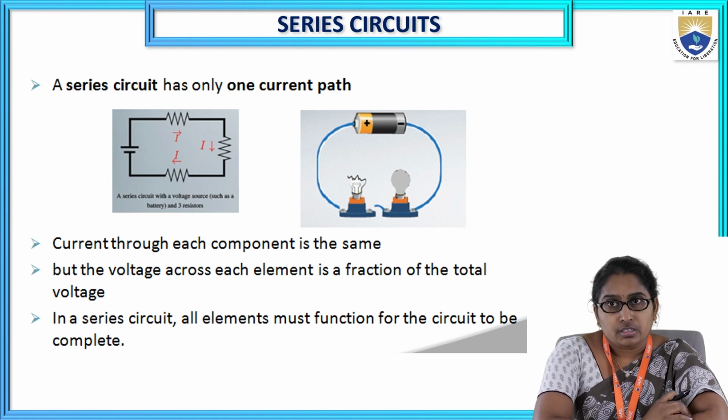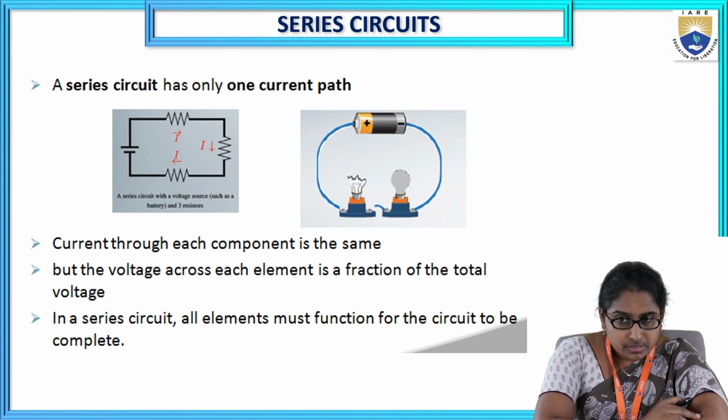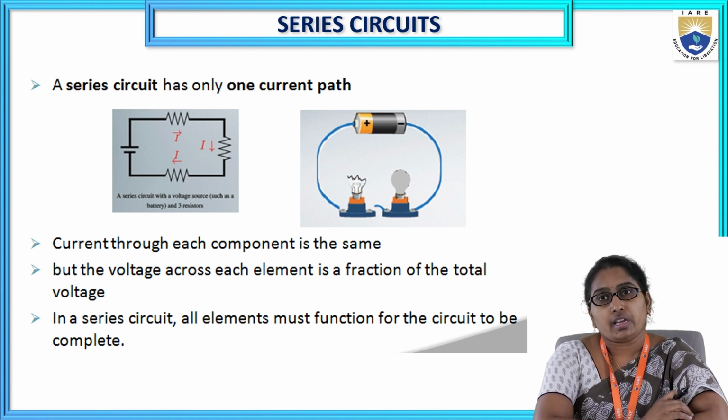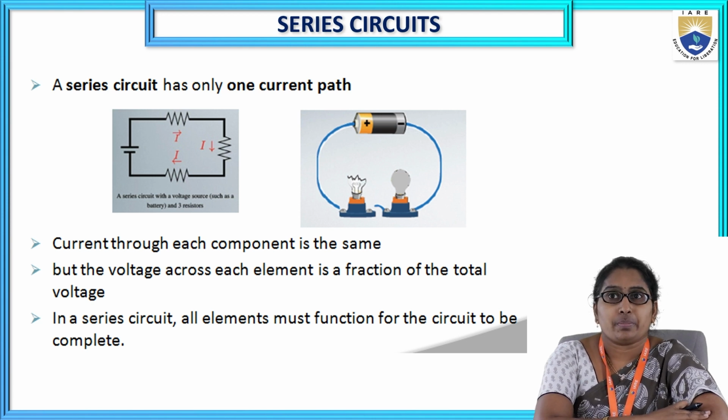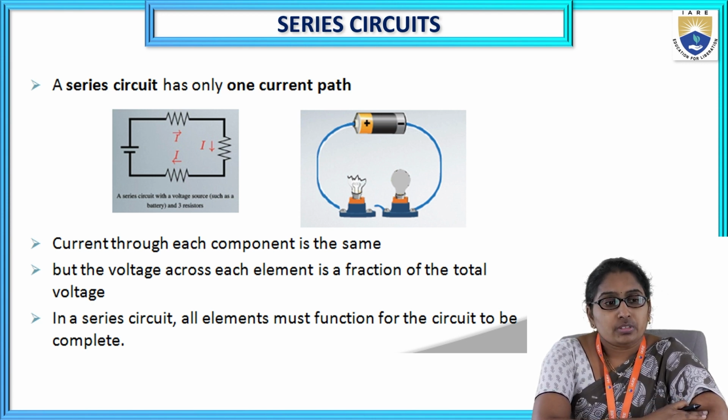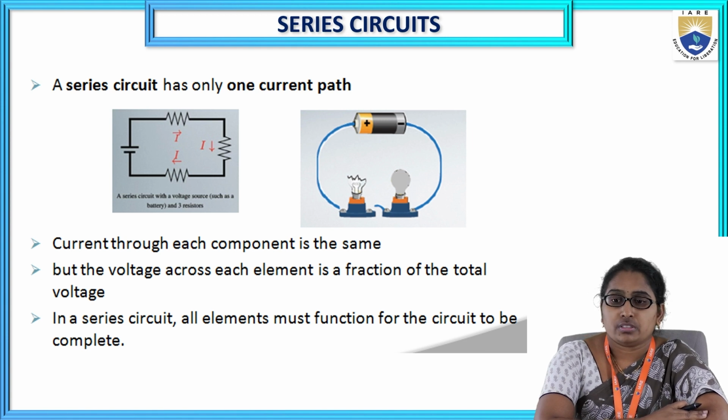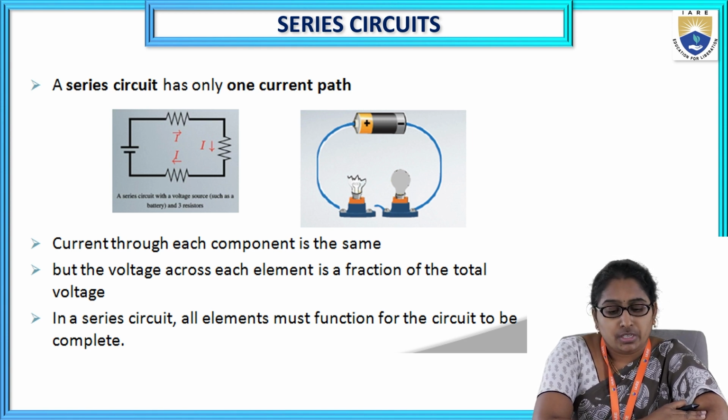So here, the first point is that a series circuit has only one current path. That means the current flowing through each component is the same. In a series circuit, the current flowing through each component is the same.